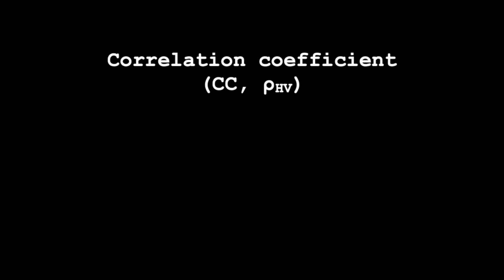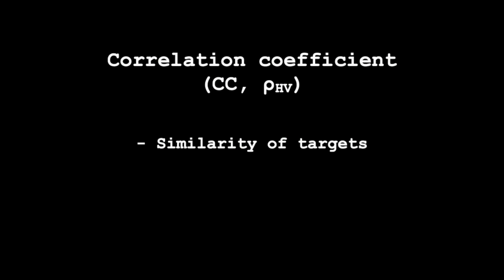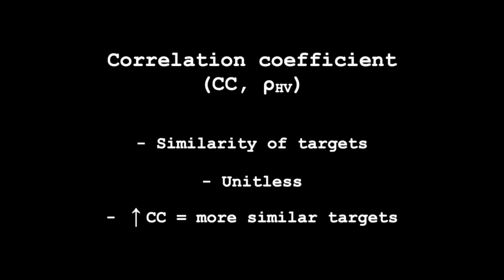The first is called correlation coefficient, shortened to CC or RhoHV. Correlation coefficient compares the consistency between backscattered power in the horizontal and vertical planes. In simple terms, it tells us how similar or correlated the targets are that the radar samples. Correlation coefficient is unitless and ranges from 0 to 1. If targets have similar shapes and sizes, the correlation coefficient will be close to 1, but if their shapes and sizes are quite varied, correlation coefficient will decrease.